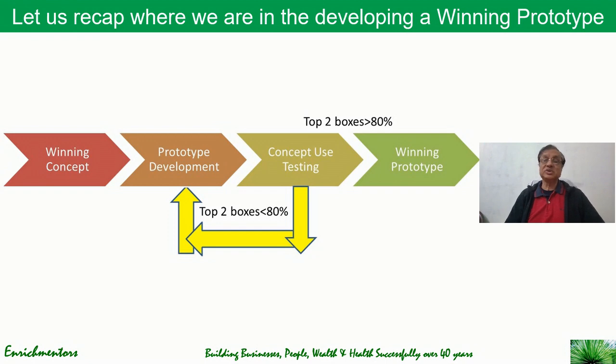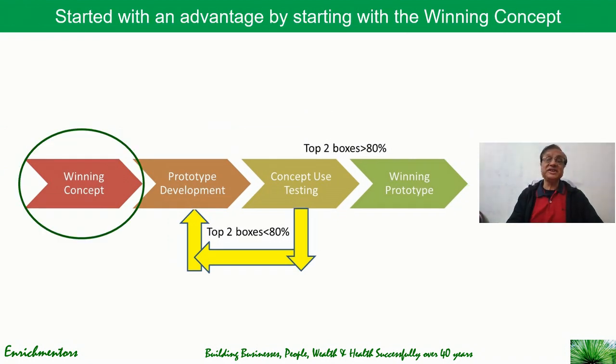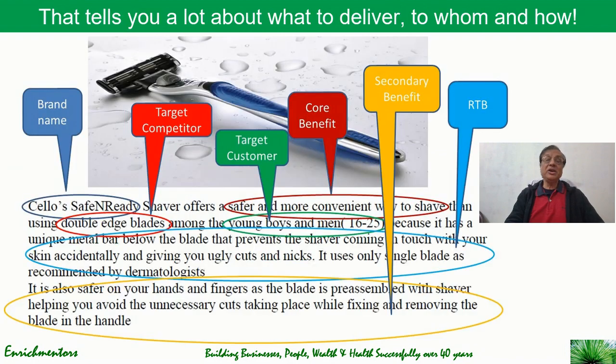And you saw that this was a four-step process in which there was an iterative step where we seem to be reaching at this stage. And we started with this process with the winning concept by promising you that this can have some starting advantage. And what you figured out is that the winning concept tells you a lot about what to deliver to whom and how. It has things like, of course, your brand name. It tells you who are you going to target, who's your target customer, what is the core benefit, secondary benefit, and reason to believe.